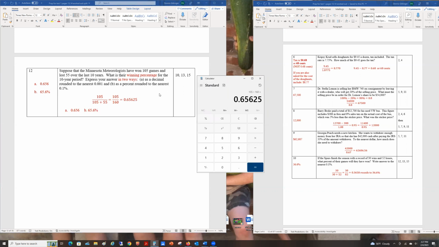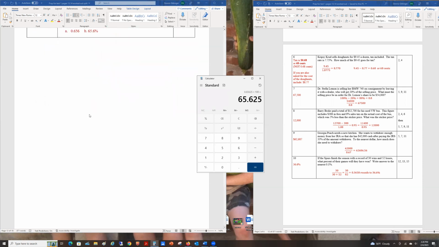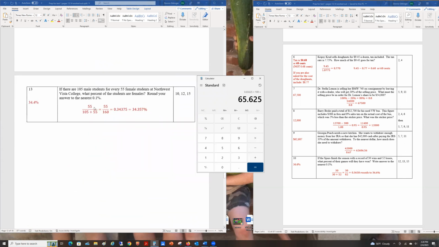Now, to change it to a percent, you would move the decimal point 2 places to the right, which, as I mentioned recently, is multiplying by 100 on the calculator. So that is 65.625%. And the nearest 0.1%, well, now that it's a percent, the nearest 0.1% is where that 6 is. However, the 2 is not large enough to bump that up to a 7, so it's 65.6%. Again, if you only report this in one way, you're going to lose half the credit.